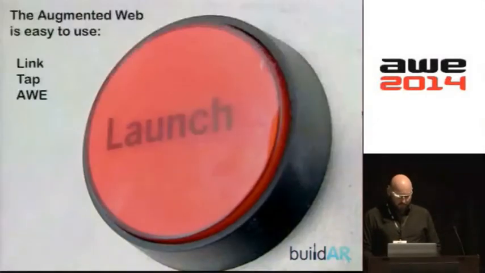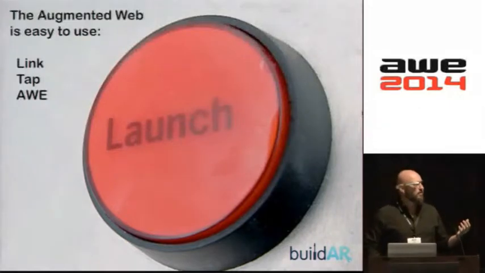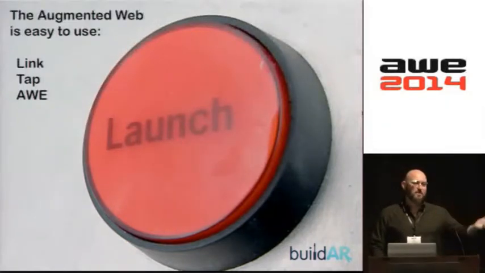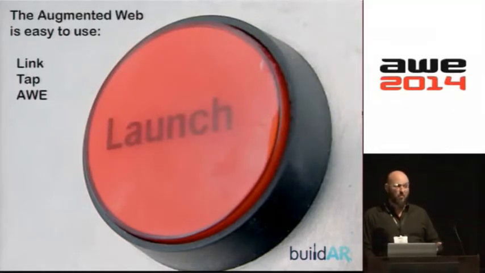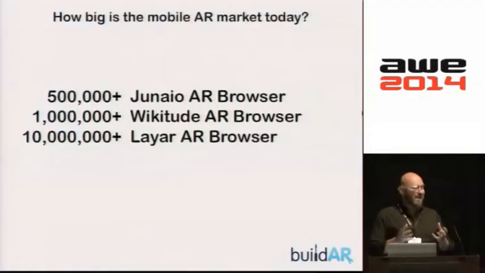So, the key is that you don't have to go through all of those hurdles. When you share content that's the augmented web, you just share a link, and social media is the best way to share that sort of content. People tap on it, and it just works.